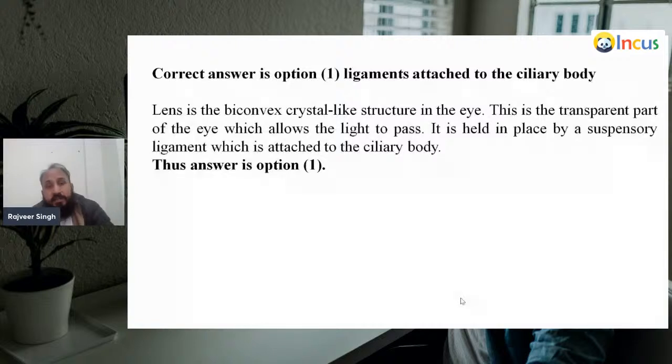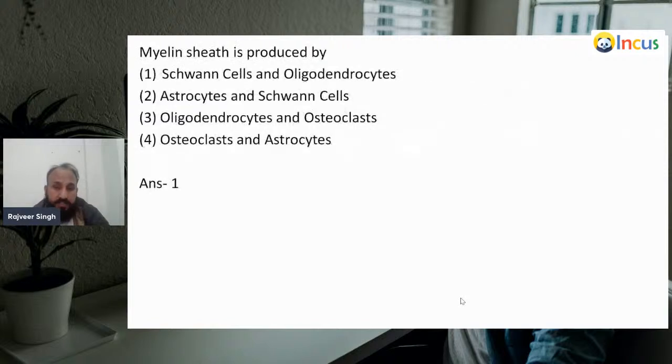Because the lens is a biconvex, crystal-like structure in the eye. This is the transparent part of the eye which allows light to pass. It is held in place by the suspensory ligament, which is attached to the ciliary body. So the answer will be the first.